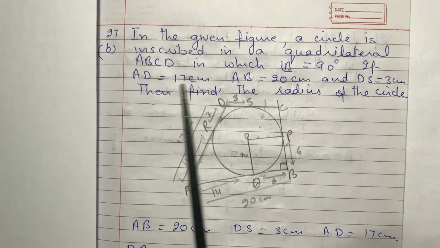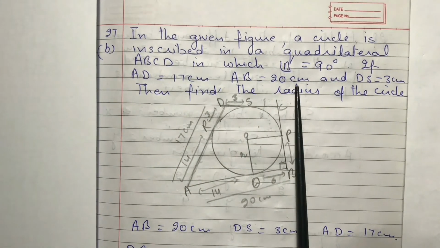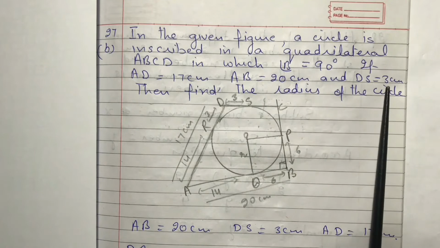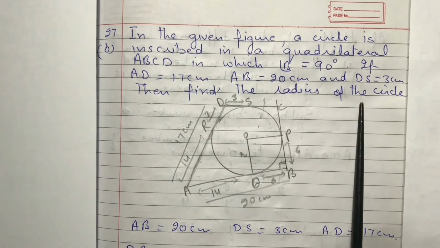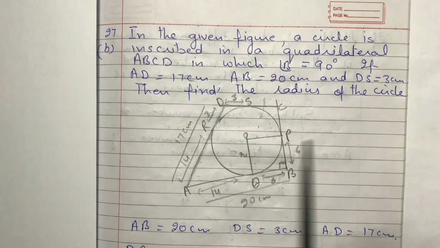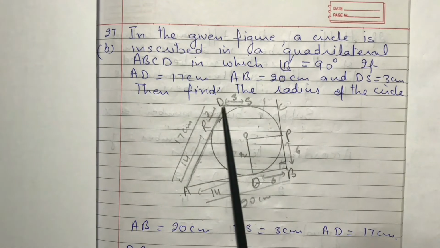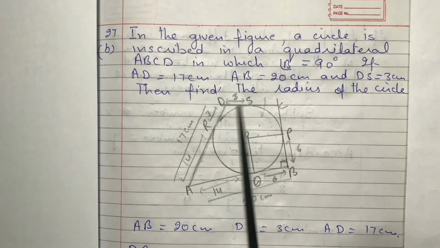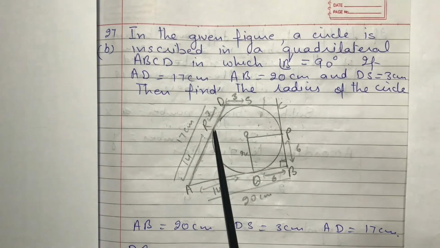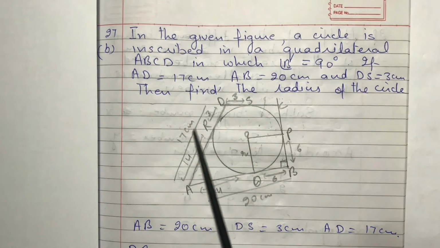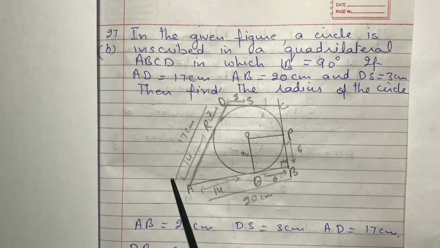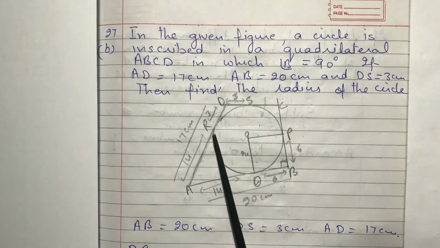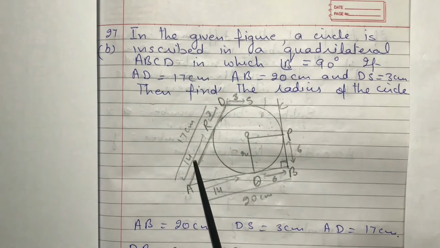If AD is 17 centimeter, AB is 20 centimeter and DS is 3 centimeter, then find the radius of the circle. Now you see here, this DS is given 3 centimeter. It means DS is 3 centimeter. It means RD is 3 centimeter. This length is given 17 centimeter. If this is 3, it means this length AR is 14 centimeter.